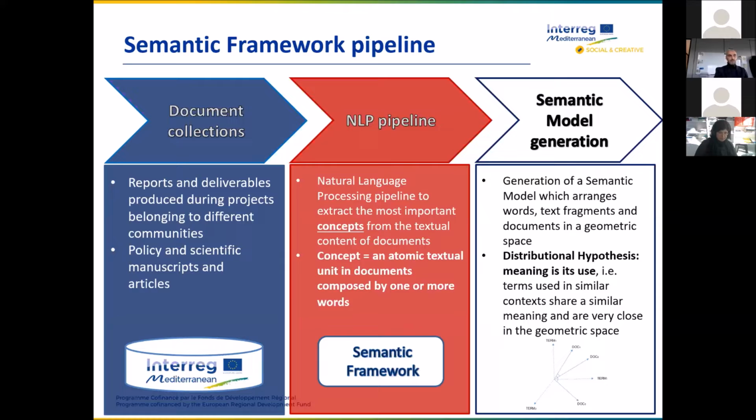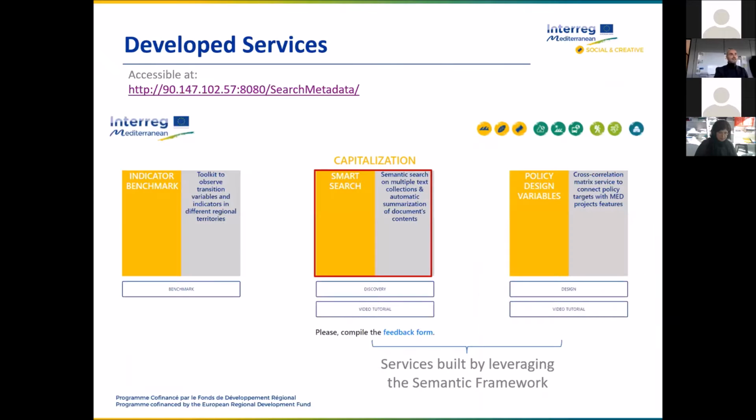There is a lot of math behind these techniques, but of course I will not provide you with all these details. I will show you concrete examples of services which were built by leveraging the semantic framework and the geometric space I told you before. These are the services which were built for the Thalia and the Social&Creative projects. I will start with the demo of smart search and then the policy design variable. I hope everything will work properly.